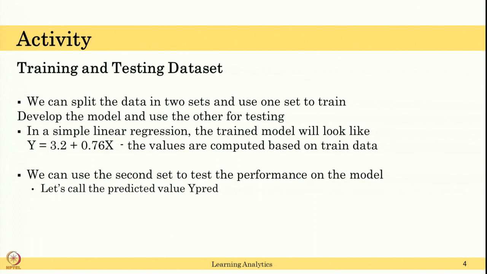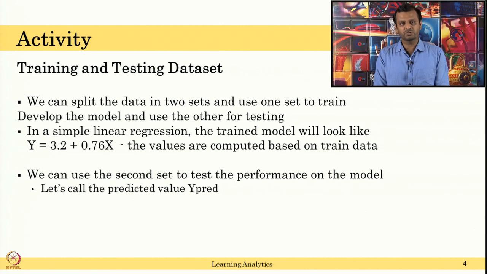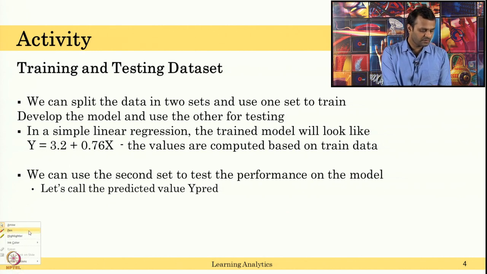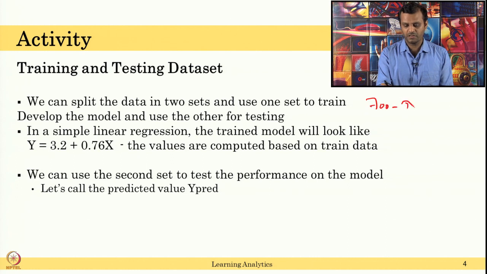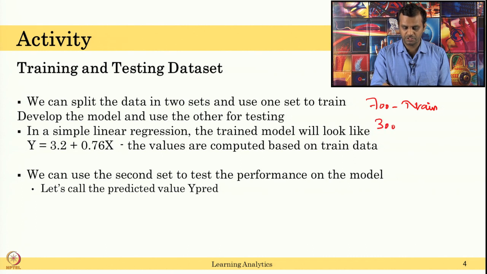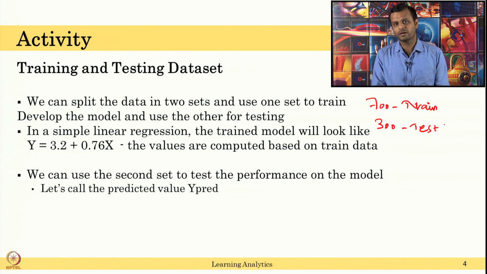So, in ML, we usually split the data into two sets and use one for training and one for testing. For example, you have 1000 students' data. Let us consider you have used 700 students' data for training and 300 for testing. So, even given the same data, we will split the data into training and testing and use it.